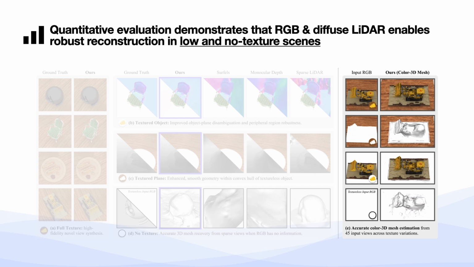Thus, we find that our RGB and diffuse LiDAR reconstruction approach can enable accurate color 3D mesh estimation across a wide variety of texture variations within a scene, particularly in low texture regions. This especially highlights the importance of our scene adaptive loss function, which can dynamically balance using RGB signal and diffuse LiDAR signal depending on which is more useful within the given setting.